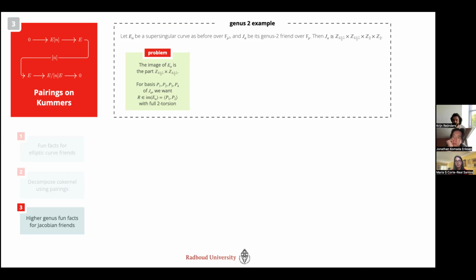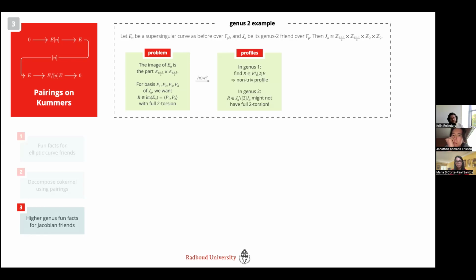So we have E alpha, again, a supersingular curve. And now let's look at these genus 2 friends that we had defined over F_p. Now the structure of this Jacobian will be Z_{(p+1)/2}, Z_{(p+1)/2}, and then 2 factors Z_2. Now the image of E alpha under this map that we defined is going to be precisely that first part, this Z_{(p+1)/2} times Z_{(p+1)/2}. And now, if you take a basis for this Jacobian, what we want to find are points on our Jacobian that are in the image of this E alpha, so generated essentially by a combination of P1 and P2. And we want to find those in there that have this full 2-power torsion, so this 2^f, you could say.